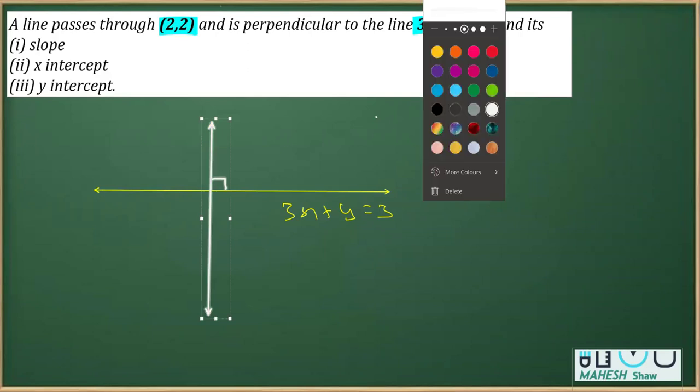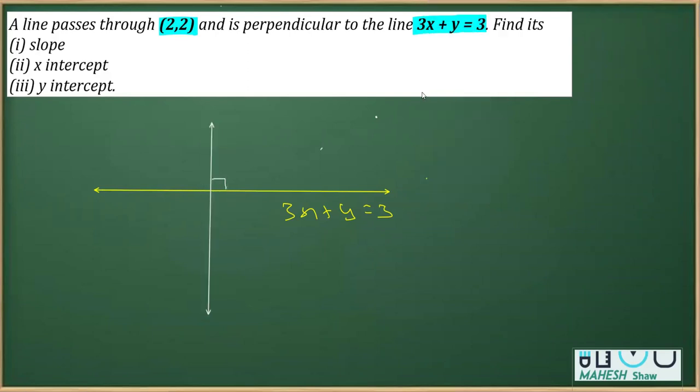Now let's begin with first finding the slope of this given line. The slope of this given line, using the formula m = -a/b. Let's say if I take the slope of this line as m1, then m1 will be equal to -a, that is -3, over b, which is 1 here.